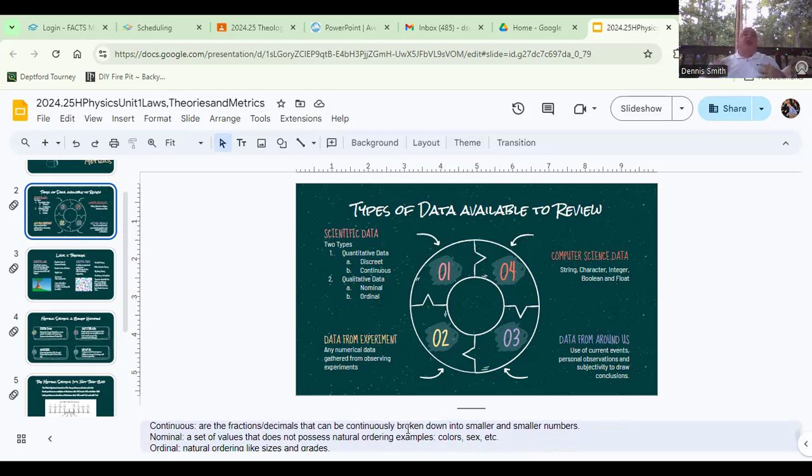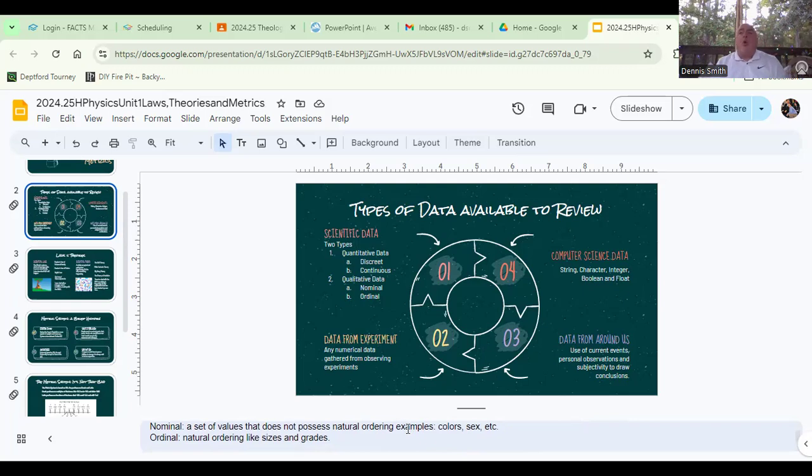Nominal are the sets of values that do not possess natural ordering. We talk about colors, we talk about sex, different things that you would be able to qualify, not quantify, by their specific colors. So colors being an example: green, red, Carolina blue, midnight green for the Eagles, navy blue, all that. You're able to qualify that and make that a descriptor, because it's actually what you see. It's what you're able to see is what you're able to explain.